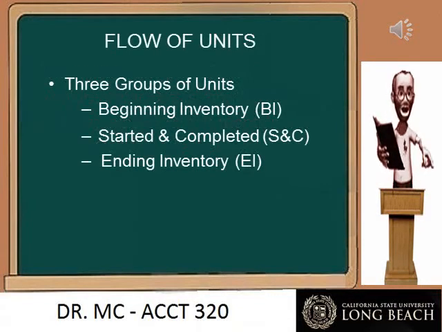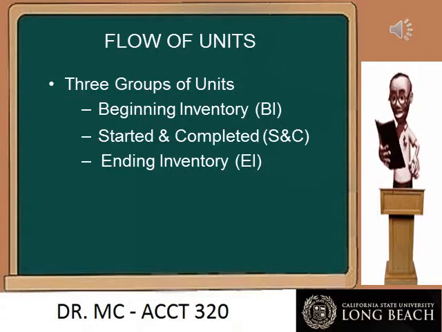A factory can divide the units that it works on into 3 groups. The first group is made up of the units left over from the previous month. We will call these units beginning inventory. The second group of units is made up of the units that are started this month and finished this month. We will call this group started and completed. The final group is made up of units that were started this month but not finished. We will call this group ending inventory.